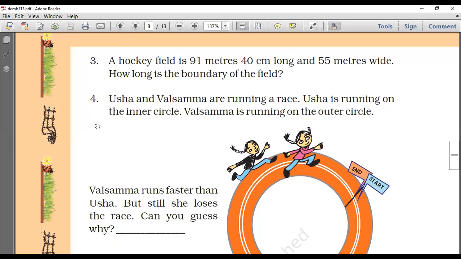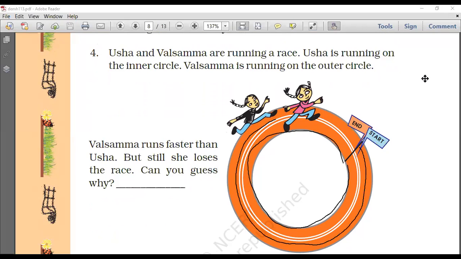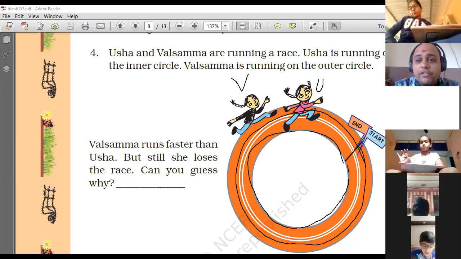Now, here is one interesting question. Usha and Valsamma are running a race. Usha is running on the inner circle, and Valsamma is running on the outer circle. This is where they started, and this is where they are going to end. This is one circle, and this is the second circle. Valsamma runs faster, but still she loses the race. Can anybody tell me why did she lose the race even when she was fast?